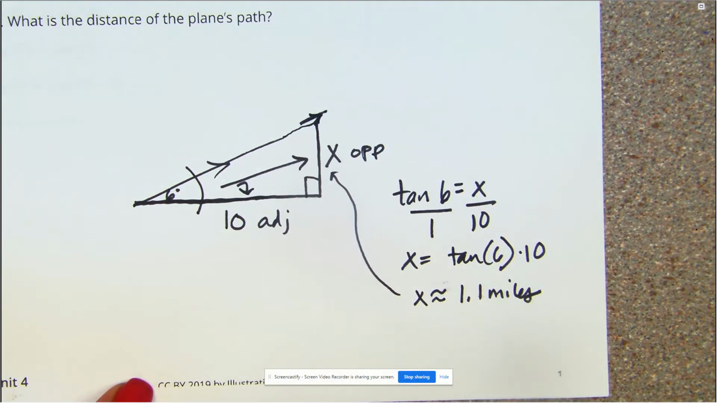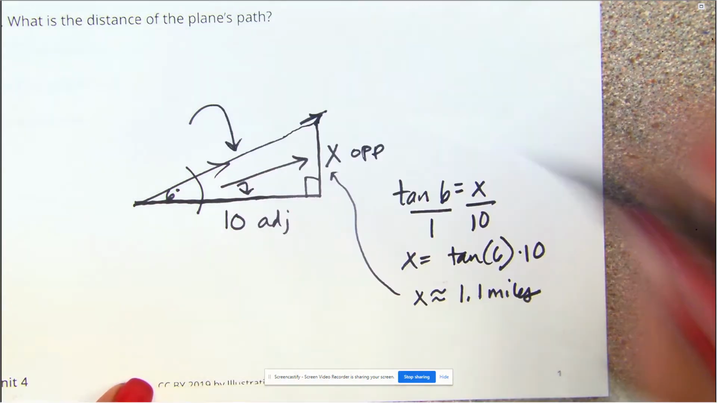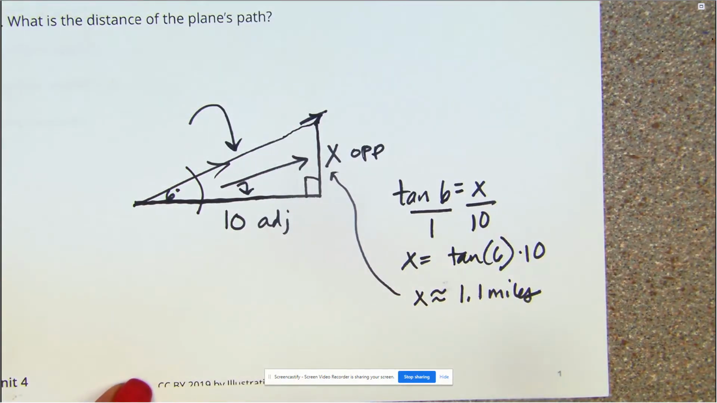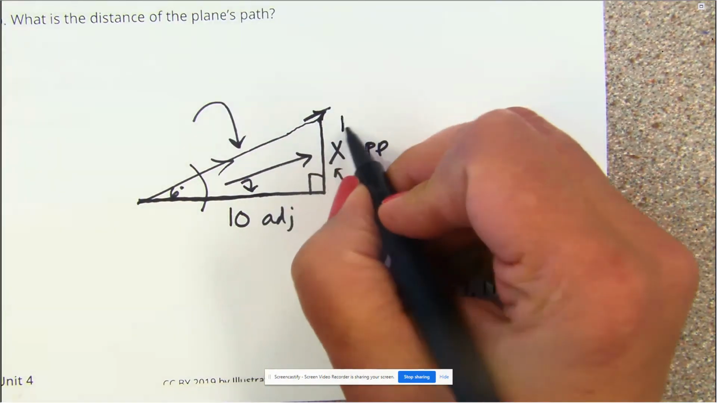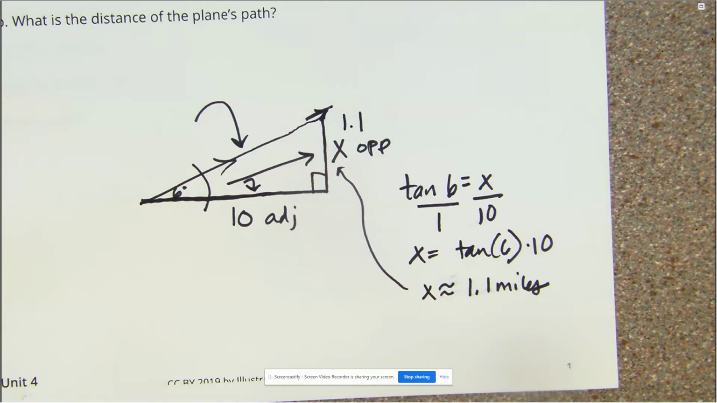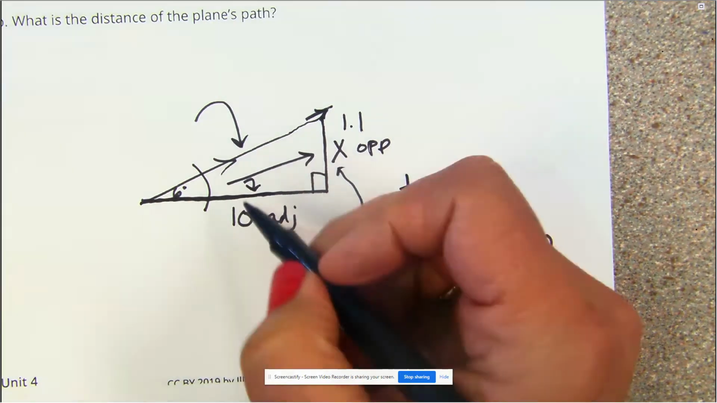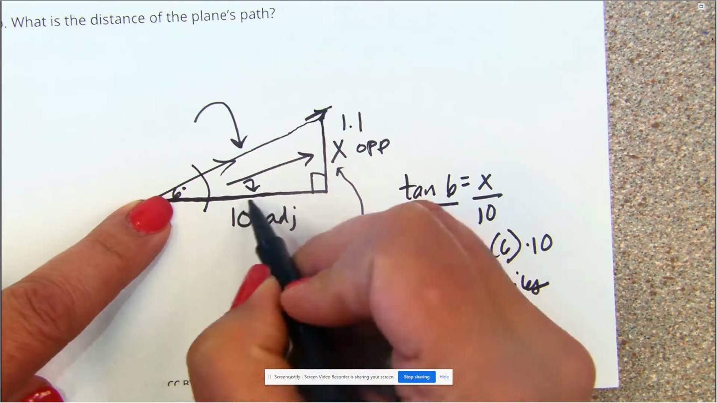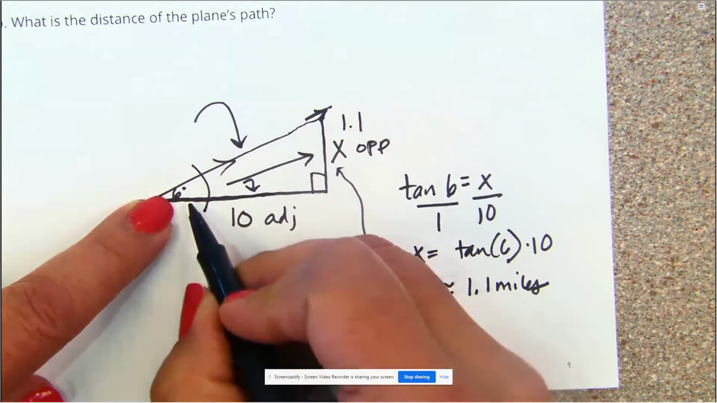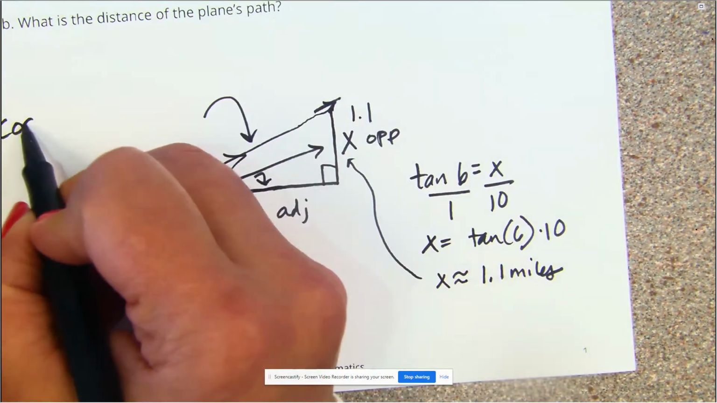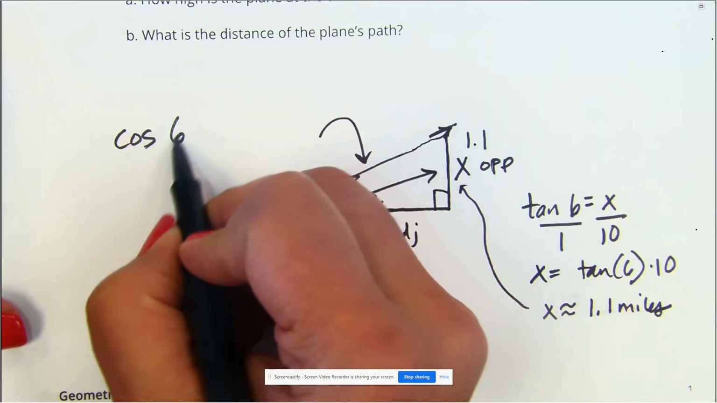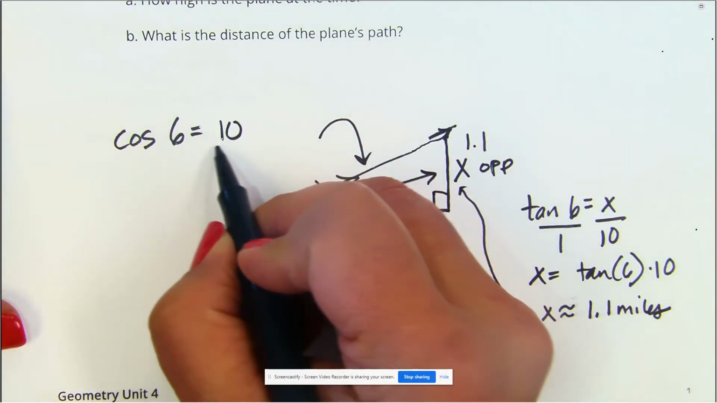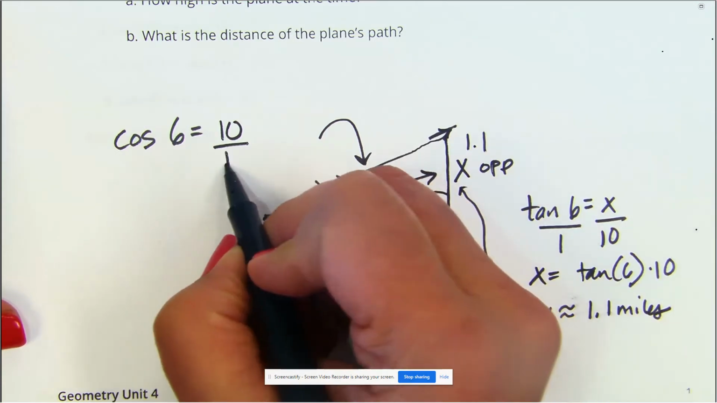What is the distance of the plane's path? So now they want me to find this, right? The hypotenuse is the path. So I got a couple of choices. I could do Pythagorean theorem. I could do trig again. I'll do trig. So I want the hypotenuse. So I have adjacent. I'm going to use the one they gave me, and the hypotenuse. So that's cosine. The cosine of 6 degrees is adjacent over, I'll call that the hypotenuse.